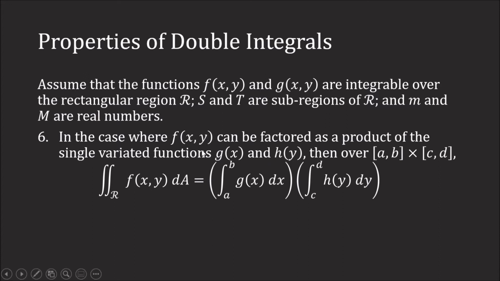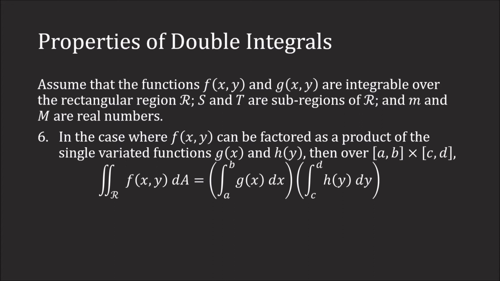So in the case where f of x, y can be factored as a product of single variable functions g of x and h of y, then over the rectangular region [a,b] cross [c,d], the double integral over that R can be written as a product of single integrals. The integral from a to b of g of x times the integral from c to d of h of y.